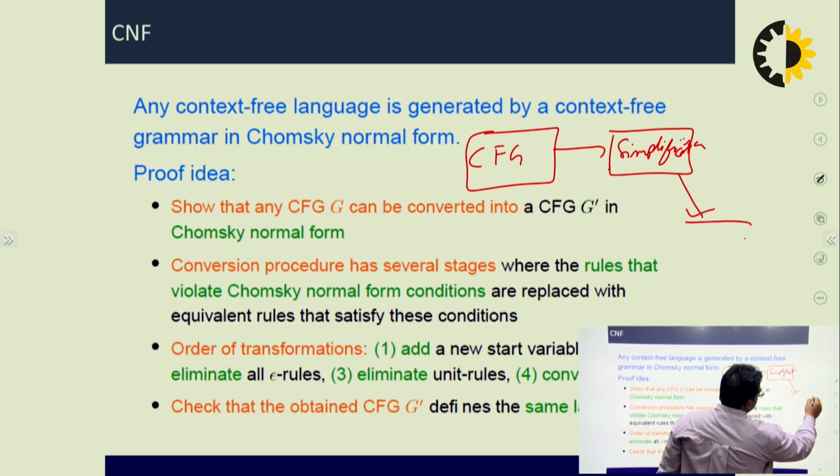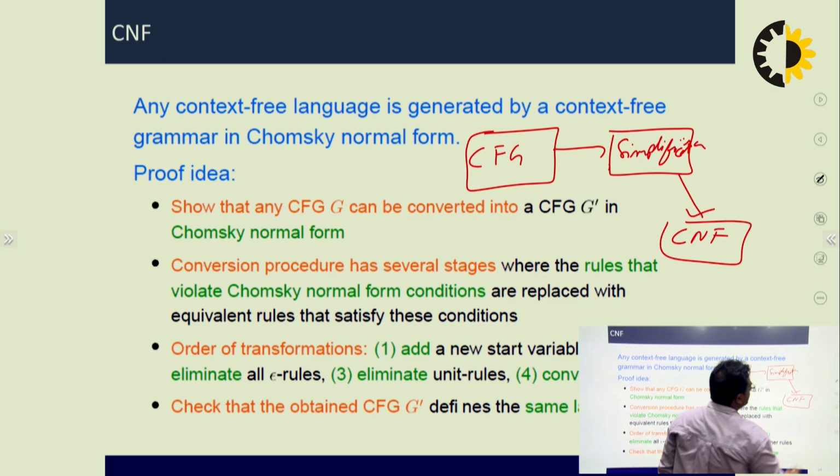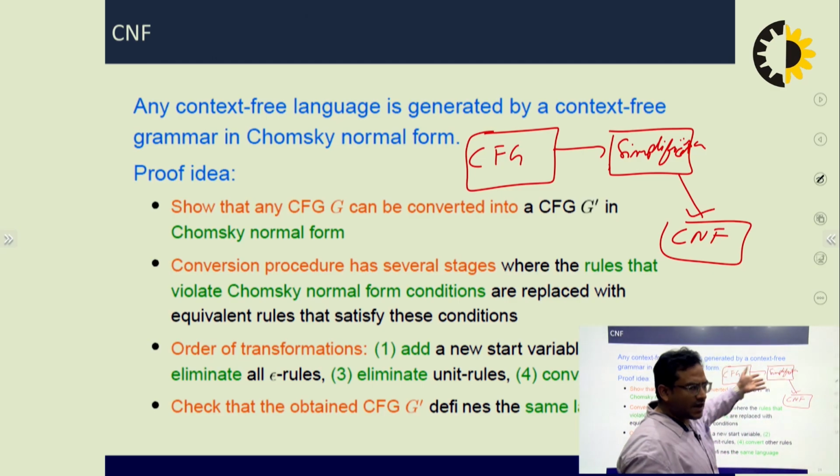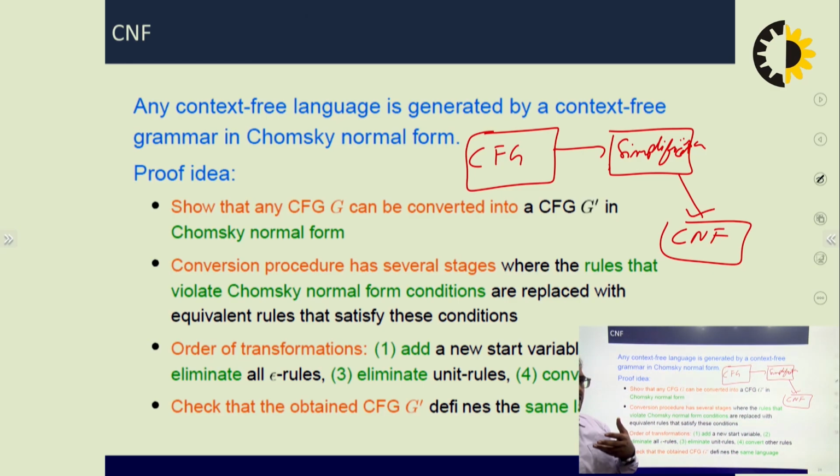Then you can convert into the Chomsky normal form. What this simplification, like we discussed earlier, involves: elimination of the unit symbol, elimination of the null production, elimination of the useless symbol. Okay.